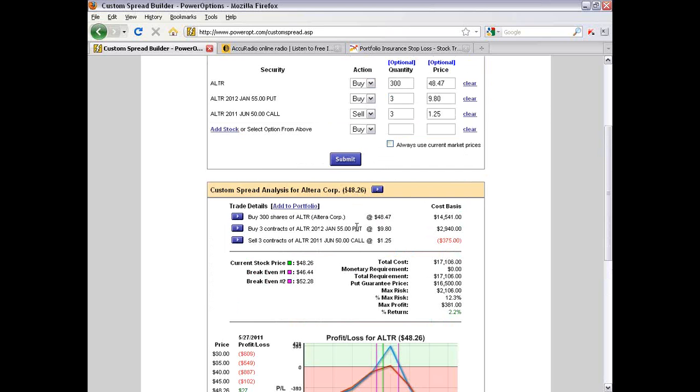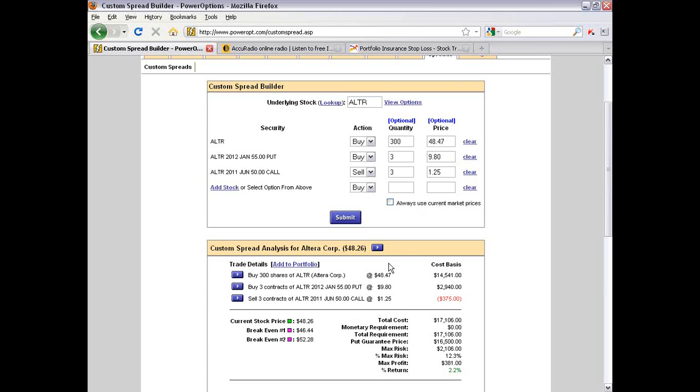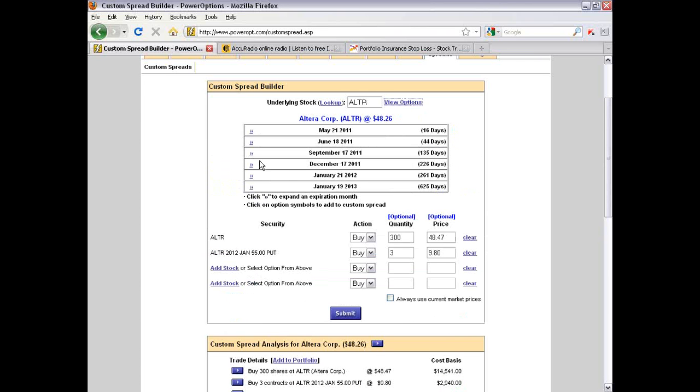Now, let's say Altera did move up. Right now, the June at-the-money call is selling for $1.25. Well, let's say in 10 or 15 days, Altera is at 55, and we could sell the June 55 call for $1.25. Let's say the new at-the-money call of the stock moves up, that we could view that. How would that look? Well, let's add that in. That would change the picture, wouldn't it?